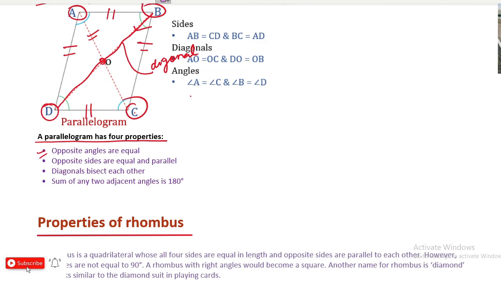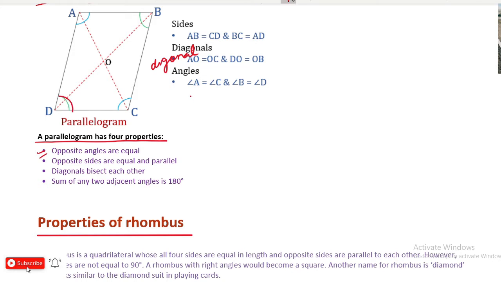When we talk about the opposite angles, here angle D and angle B are opposite to each other. Same as angle A and angle C are opposite to each other, and according to the property angle A is equal to angle C and angle D is equal to angle B. Now the second property: opposite sides are equal and parallel.